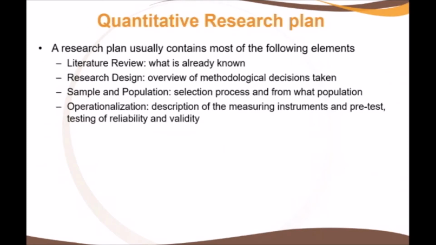And so any quantitative research plan will include the following: literature review, which tells us what has been done, and in the process identifies where the gap lies, or what the contribution of your study is going to be. It will include the research design, which is an overview of the methodological decisions that you're going to take, the sample and the population that are involved, and then operationalization, which in my view is basically what will appear in your proposal or in your scientific paper as the methodology.